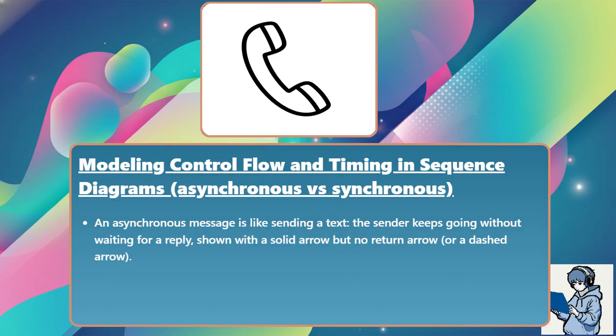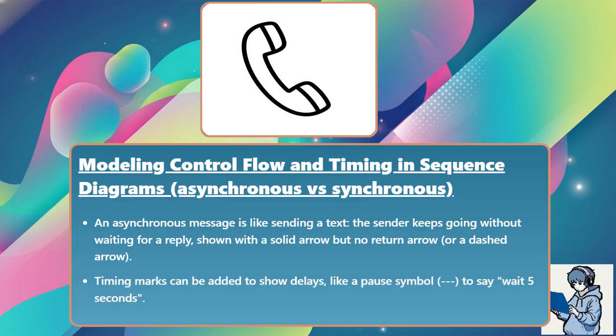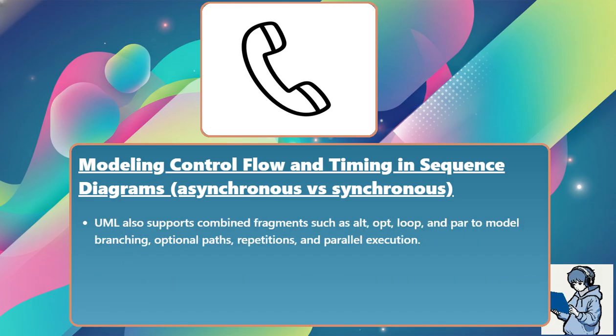An asynchronous message is like sending a text. The sender keeps going without waiting for a reply, shown with a solid arrow but no return arrow, or a dashed arrow. Timing marks can be added to show delays, like a pause symbol to say wait 5 seconds. UML also supports combined fragments such as alt, opt, loop, and par to model branching, optional paths, repetitions, and parallel execution.